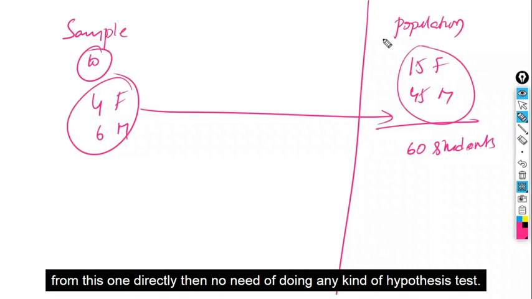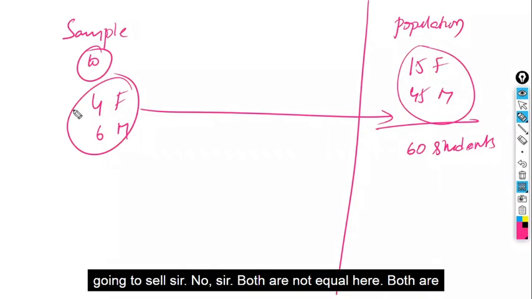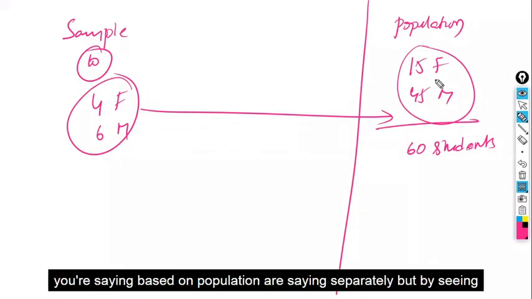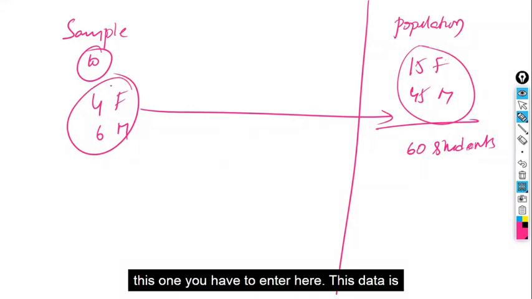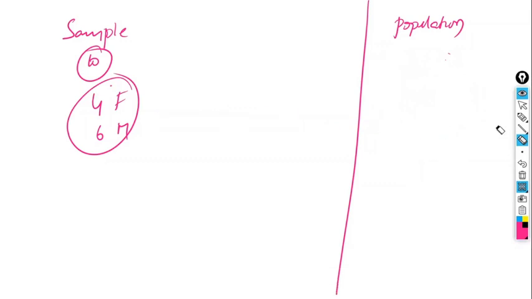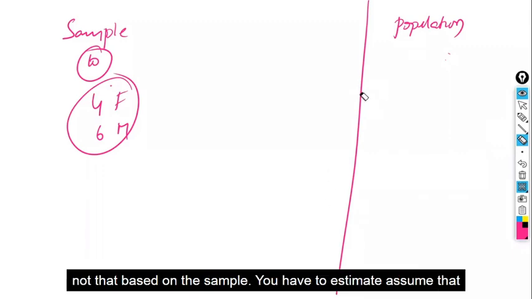Then there is no need of doing any kind of hypothesis test. Within this, are both proportions equal or not, miss? You are going to say, no sir, both are not equal. That you are saying based on the population, separately. But assume the population data is not there. Based on the sample, you have to estimate.